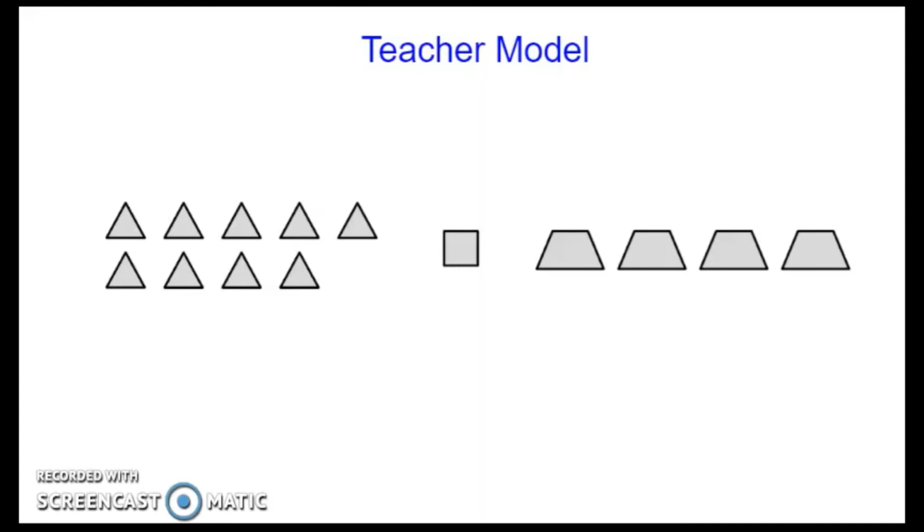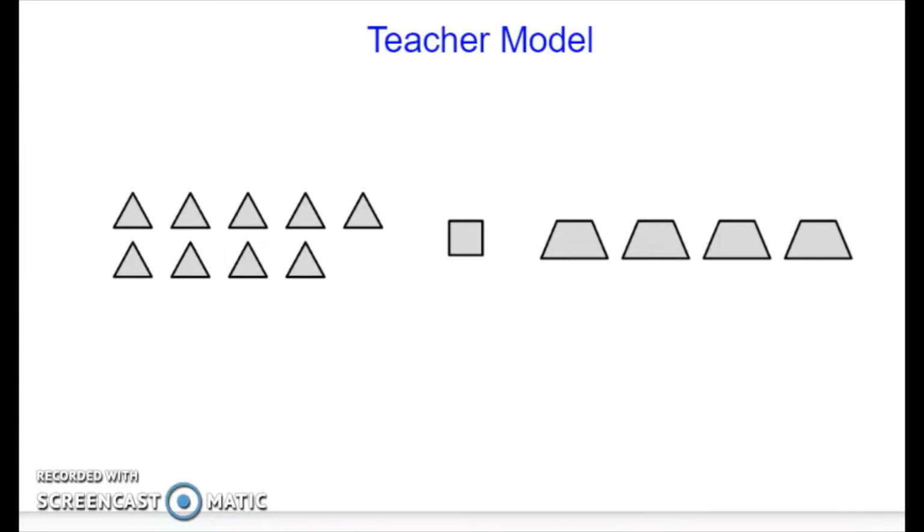We now need to figure out how many there are altogether. Help me write the expression. Let's write the expression as we see the picture. 9 plus 1 plus 4. 9 triangles, 1 square, 4 trapezoids.